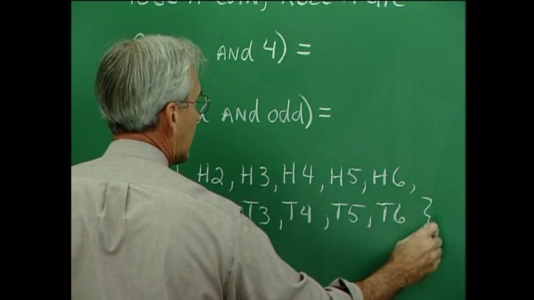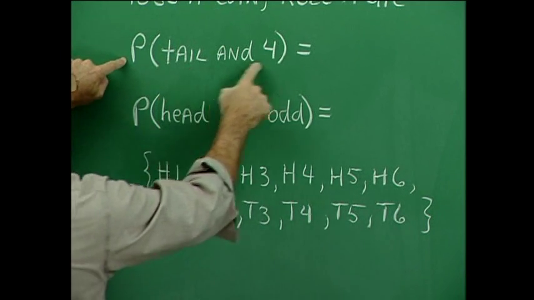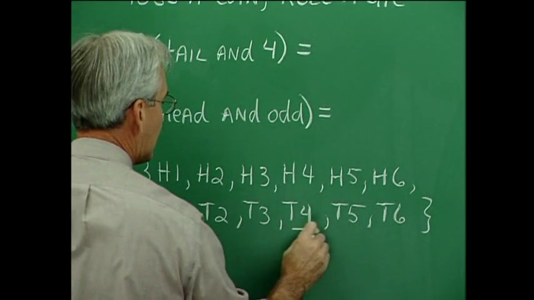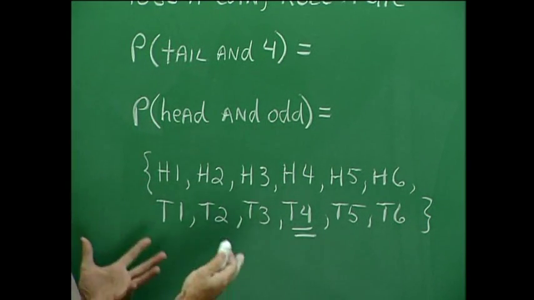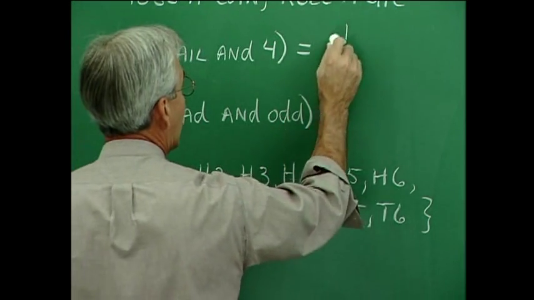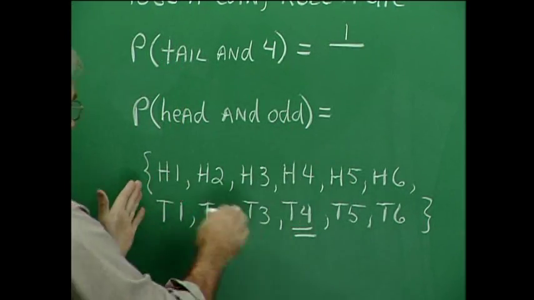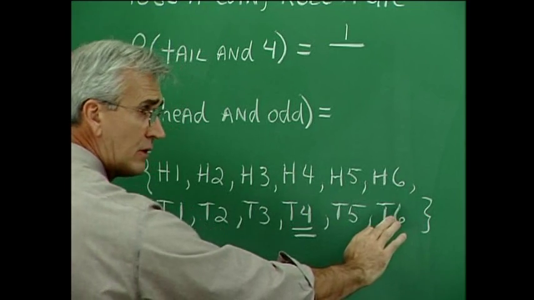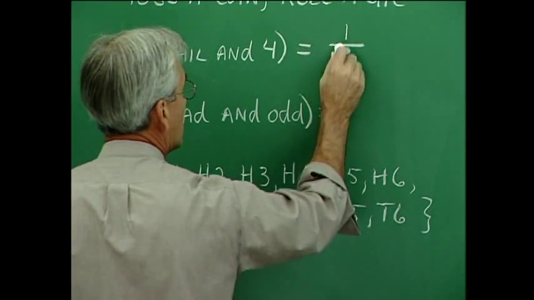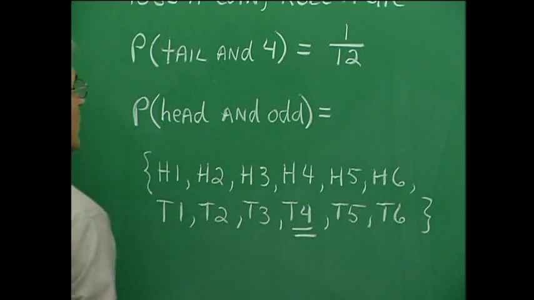Now what we're talking about in this problem, the probability of tail and 4, is the probability of this item, that one single item. So there's only one way to do that. Out of the possible outcomes, well, that's all the items in the sample space. There are 12 of them, so the probability is 1/12.